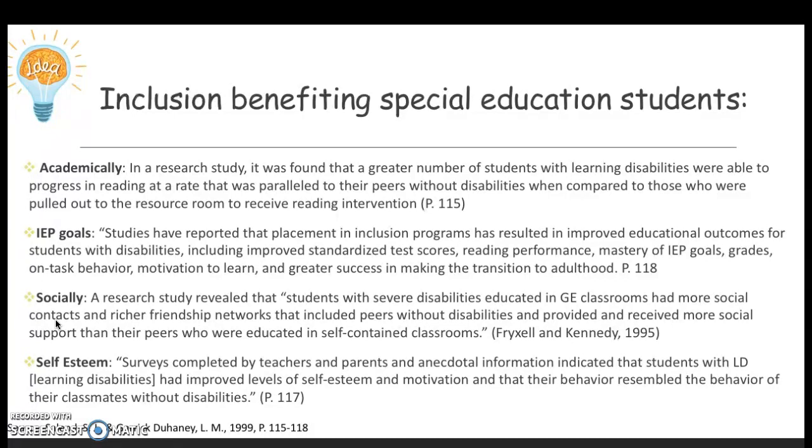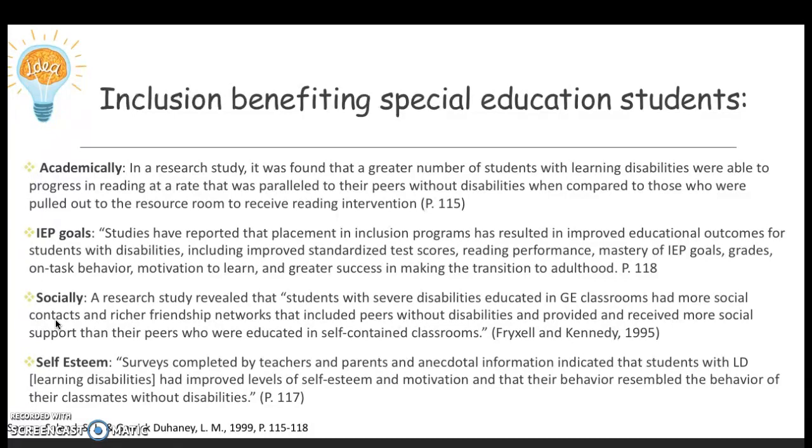Next is socially, which is really important. In a research study, it revealed that students with severe disabilities educated in a general education classroom had more social contacts and richer relationship networks that included peers without disabilities, and provided and received more social support than their peers who were educated in a self-contained classroom. So it's really showing that special education students are benefiting socially from being around general education students.